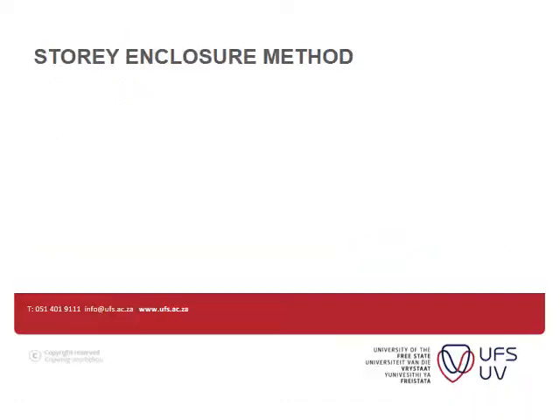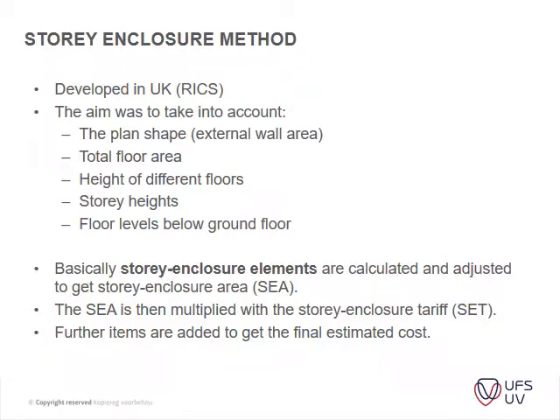Okay, so the story enclosure method was developed in the UK. The aim was to take into account the plan shape, the total floor area, the height and differences of floors, story heights, floor levels below ground, etc. Basically, a little bit more detail is built into the estimate to improve it. Story enclosure elements are calculated and adjusted to get a story enclosure area. There are certain factors that we use to get to a more accurate estimate. The story enclosure area is then multiplied with the story enclosure tariff.